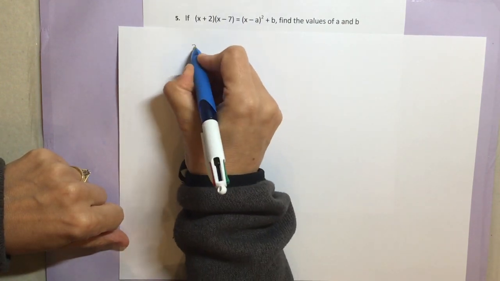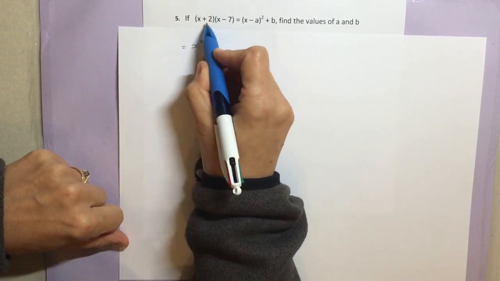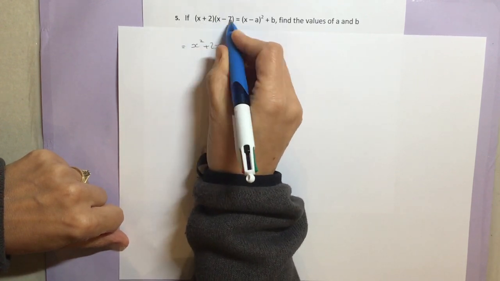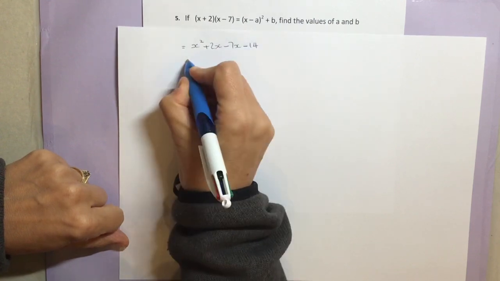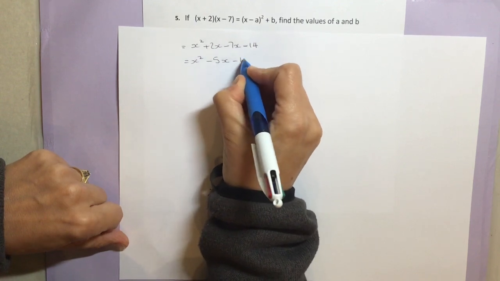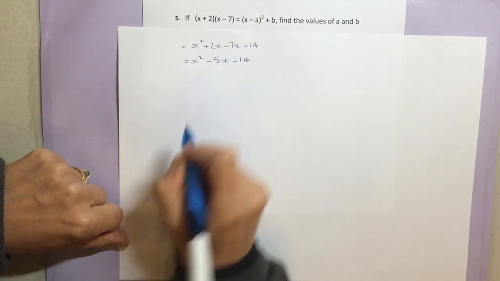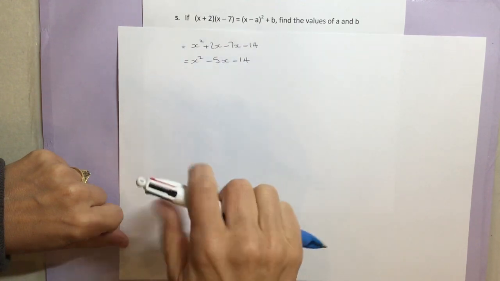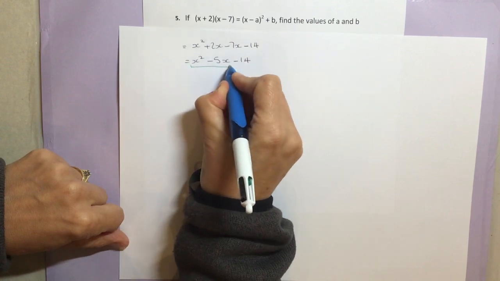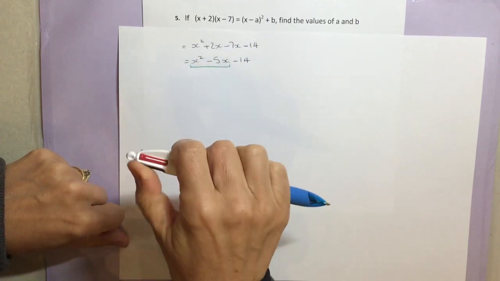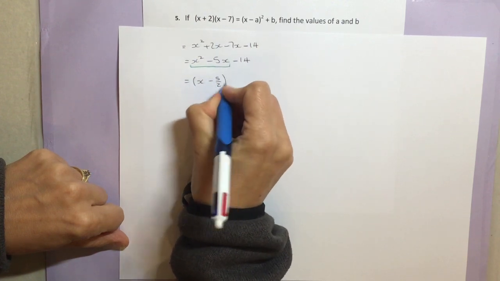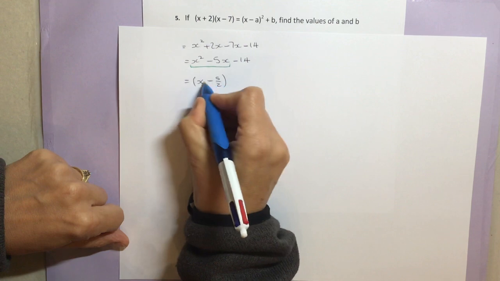So this is a bit of FOIL rule here. So x squared plus 2x minus 7x minus 14. So x squared minus 5x minus 14. Okay, and now again, we need to complete the square to get it into this form. So for this expression, we halve the coefficient of x. So that's going to give me x minus 5 over 2. Again, if you want to write this as 2.5, that's fine.